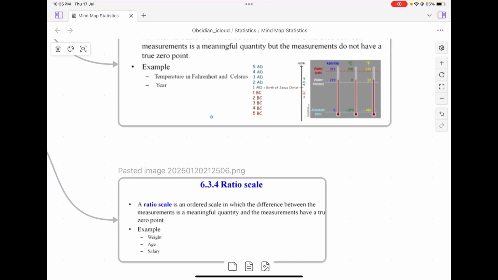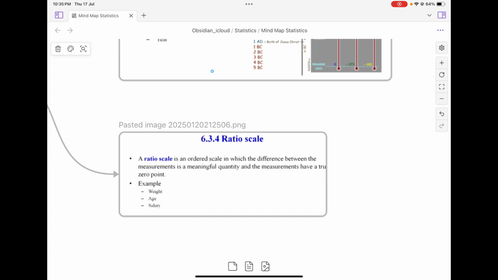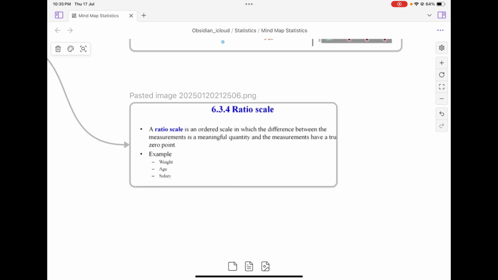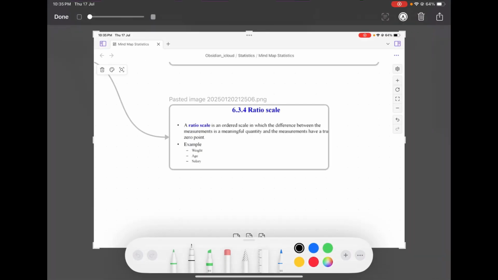Now we come to the highest category, the ratio scale, which is mostly used. It has the maximum use in data science. Ratio scale is an ordered scale in which the difference between the measurements is a measurable quantity and the measurements have a true 0 point. Let us take the case of weight. Weight is 20 kg, weight can be 40 kg, and the true bottom is 0 kg. You cannot go below that. Similarly, age 20, 40, maybe 2, and also there is a bottom, that is 0. Similarly for salary also. So these are the different types of data.